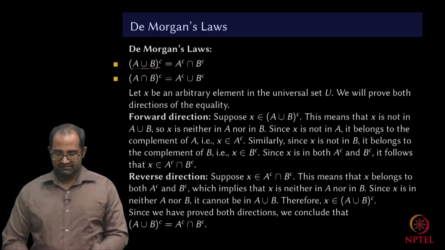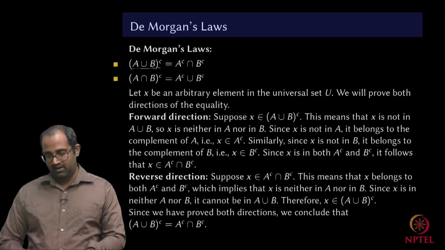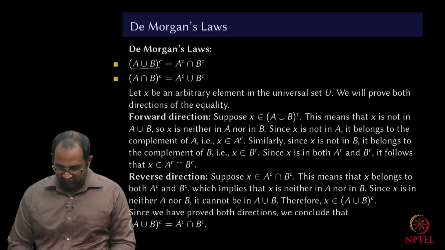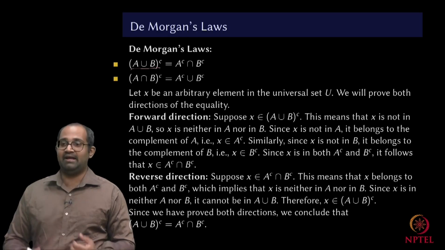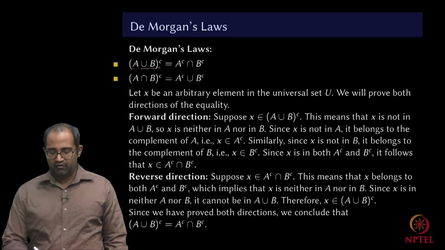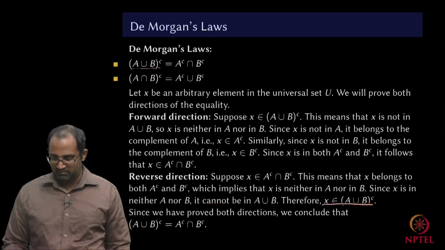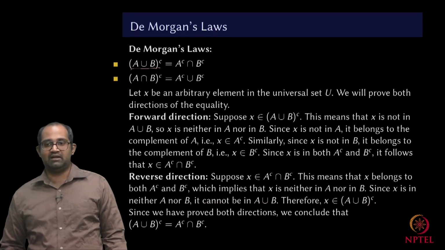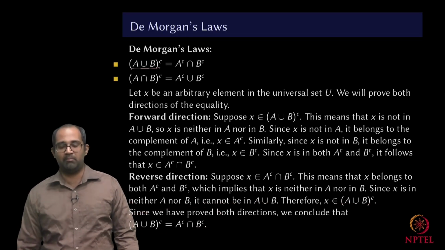Now, coming to the reverse direction, start with an x in A complement intersection B complement. This means that x belongs to both A complement and B complement, which implies that x is neither in A nor in B. Therefore, it is not there in A union B, and therefore, x is in (A union B) complement. The final conclusion is (A union B) complement is A complement intersection B complement.